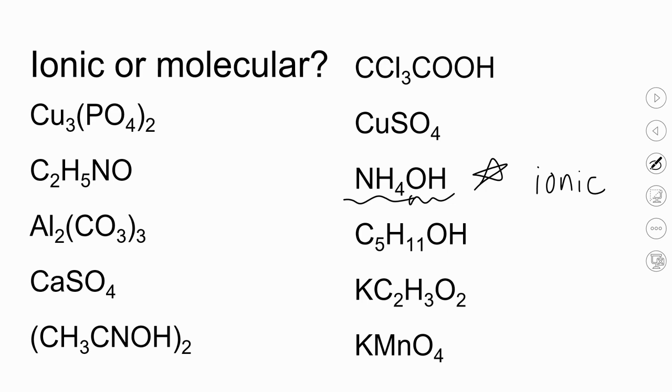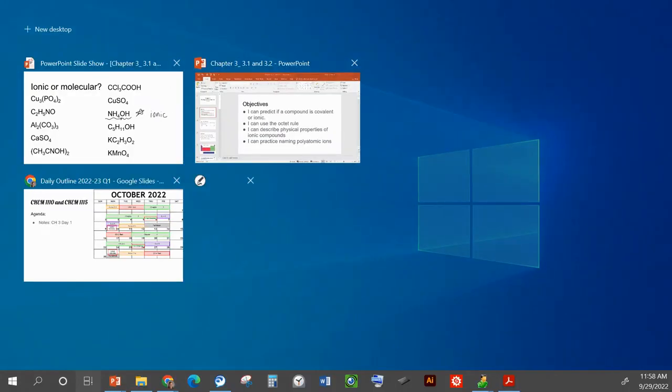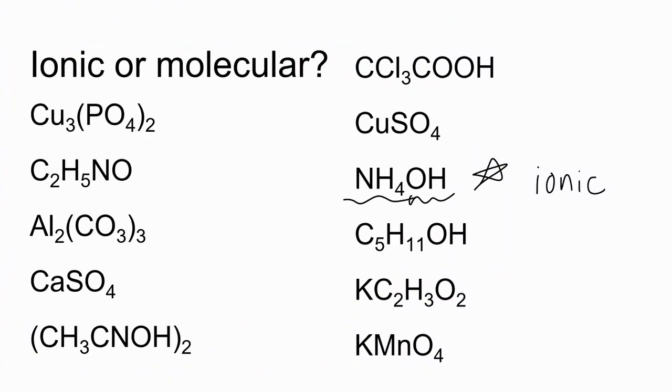All right, how about Al2CO3? Do we have a polyatomic ion? Yes. And we have a metal. Metal plus polyatomic ion. This will be ionic. Good. This is carbonate. Good. How about this one? Whoa, I didn't know I could do that. This one is molecular. This doesn't have a polyatomic ion. It's all non-metals. That's molecular.